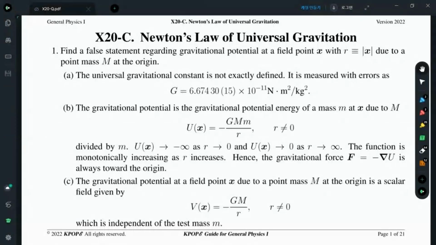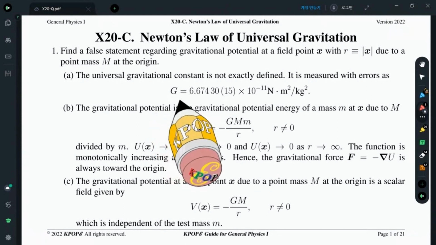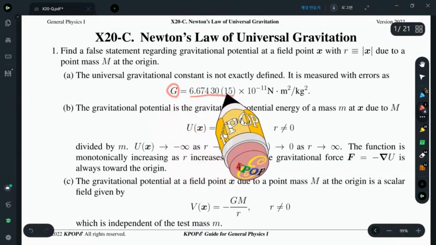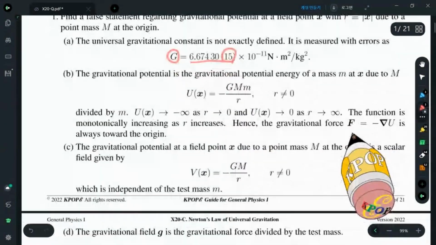Today we study X20, Newton's law of universal gravitation. Unlike many fundamental constants, the universal gravitational constant capital G has experimental uncertainty. And remember the unit.